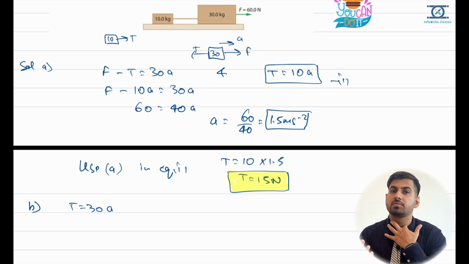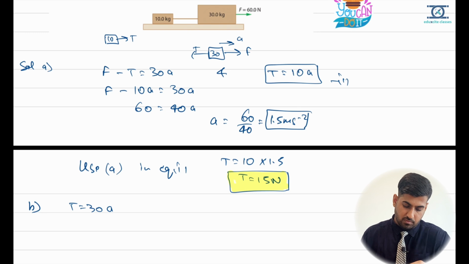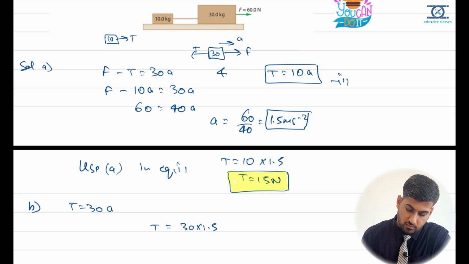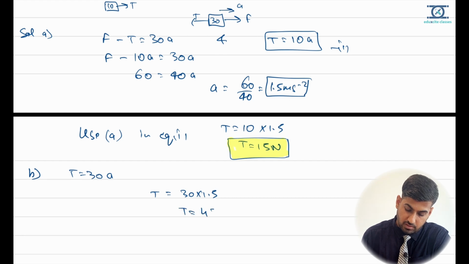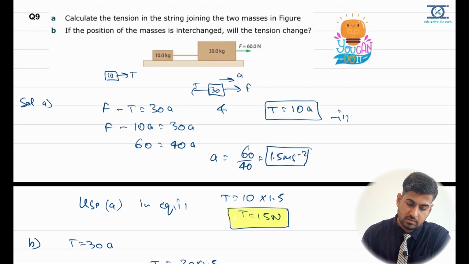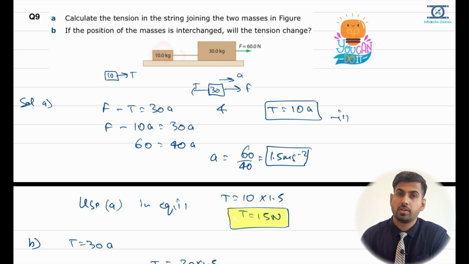Acceleration will remain the same because the system is not changing. The acceleration of both objects is the same. If you find the acceleration, you will get the same value, 1.5. So 30 times 1.5, the tension will be 45 Newton. So you can see if the blocks are interchanged, the value of the tension changes. If the heavier block is at the end, the tension in the rope will be more compared to when the heavier block is in front.